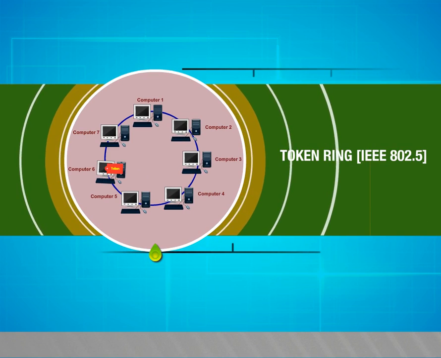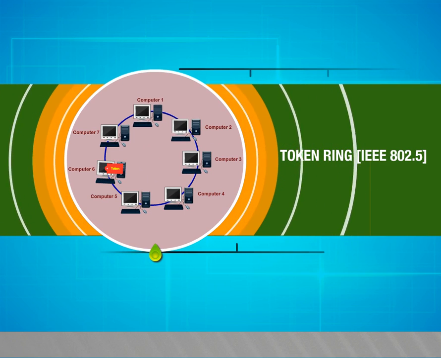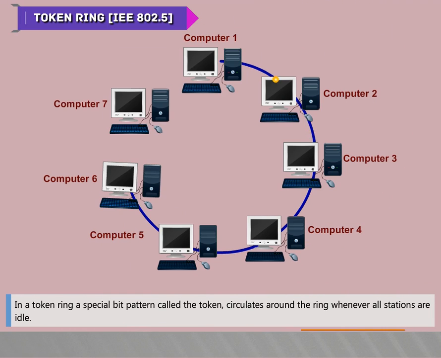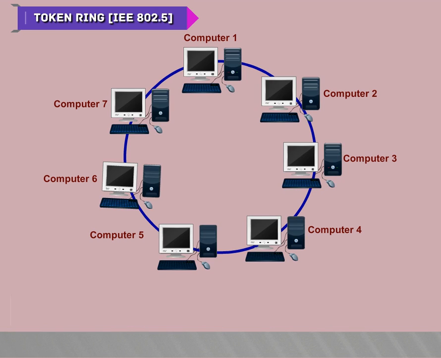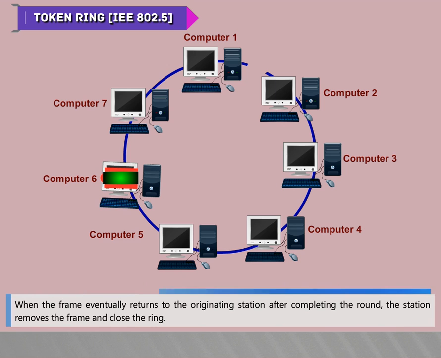Token ring IEEE 802.5. In this video, we are going to see about token ring IEEE 802.5. In a token ring, a special bit pattern called the token circulates around the ring whenever all stations are idle. When a station transmits, it breaks the ring and inserts its own frame with destination and source addresses. When the frame eventually returns to the originating station after completing the round, the station removes the frame and closes the ring.